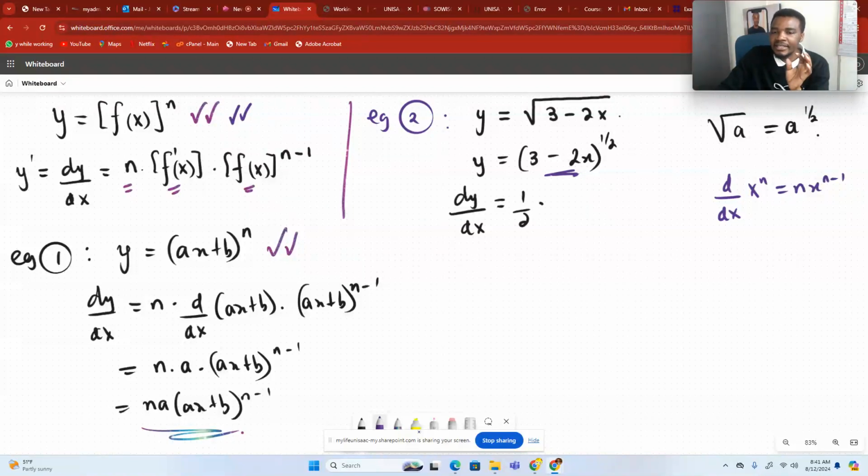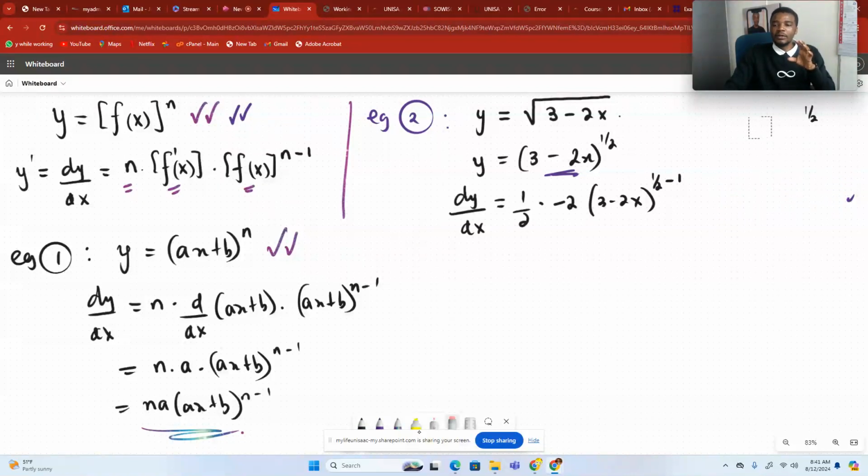So in this case, the derivative of 3 straight away will give us 0. Like I said, the derivative of a constant is 0. And the derivative of minus 2x, again using this rule, straight away we will get minus 2. So here we will get minus 2. So we rewrite that function again, which is 3 minus 2x to the power of 1 over 2 minus 1. So you subtract 1 from the power.